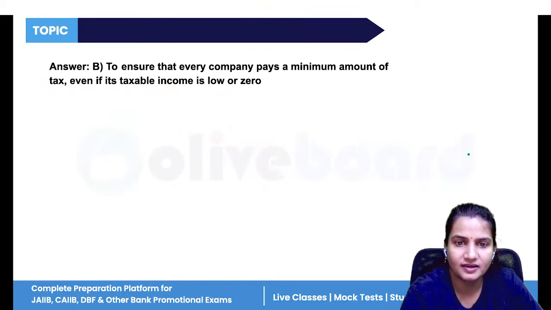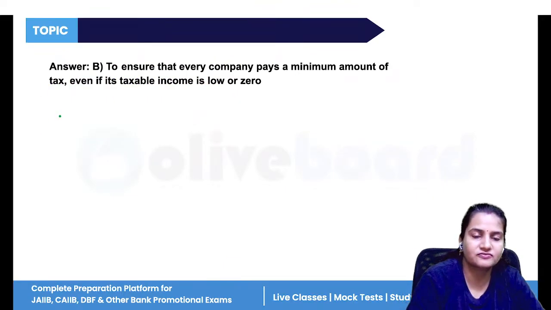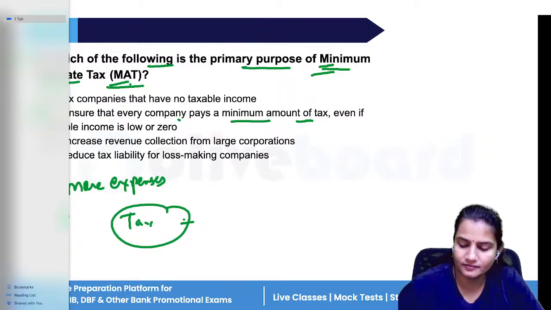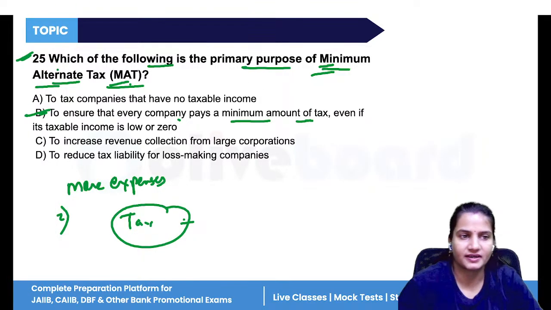So this is MAT for the companies who always save their tax by showing less income, by showing less tax liability to the government. So option B is the correct answer.